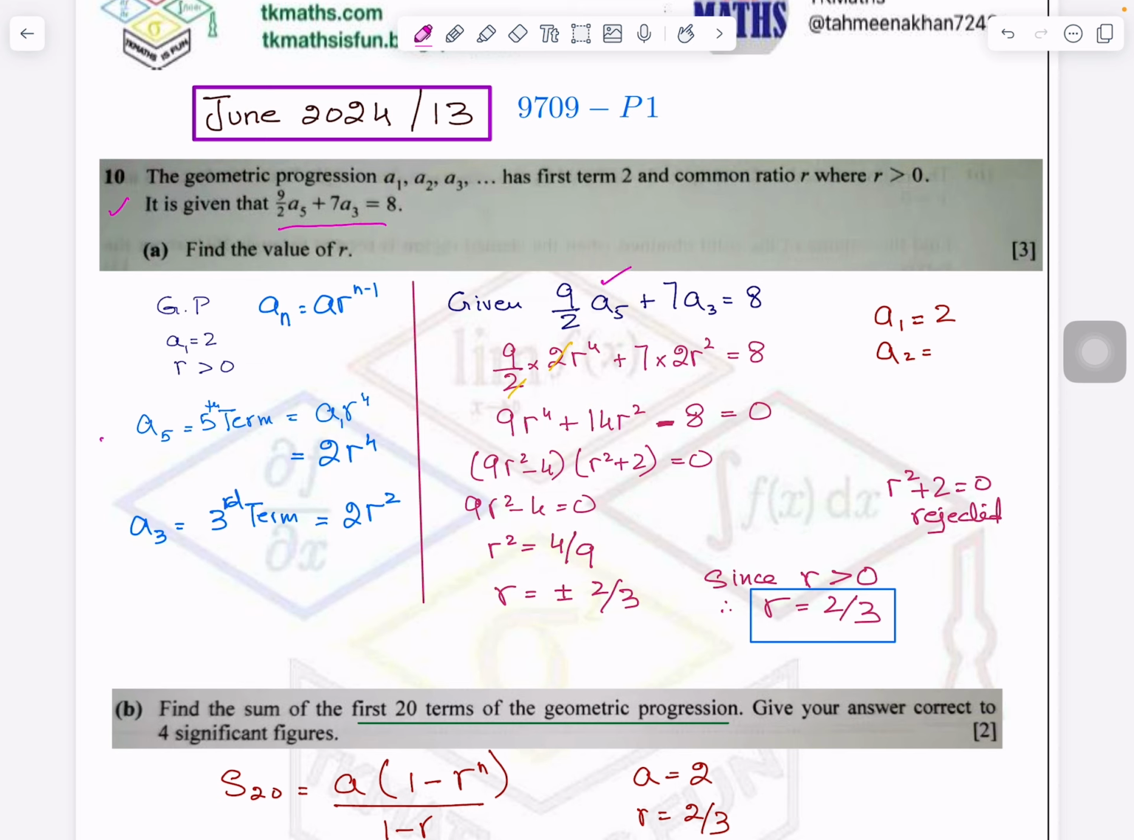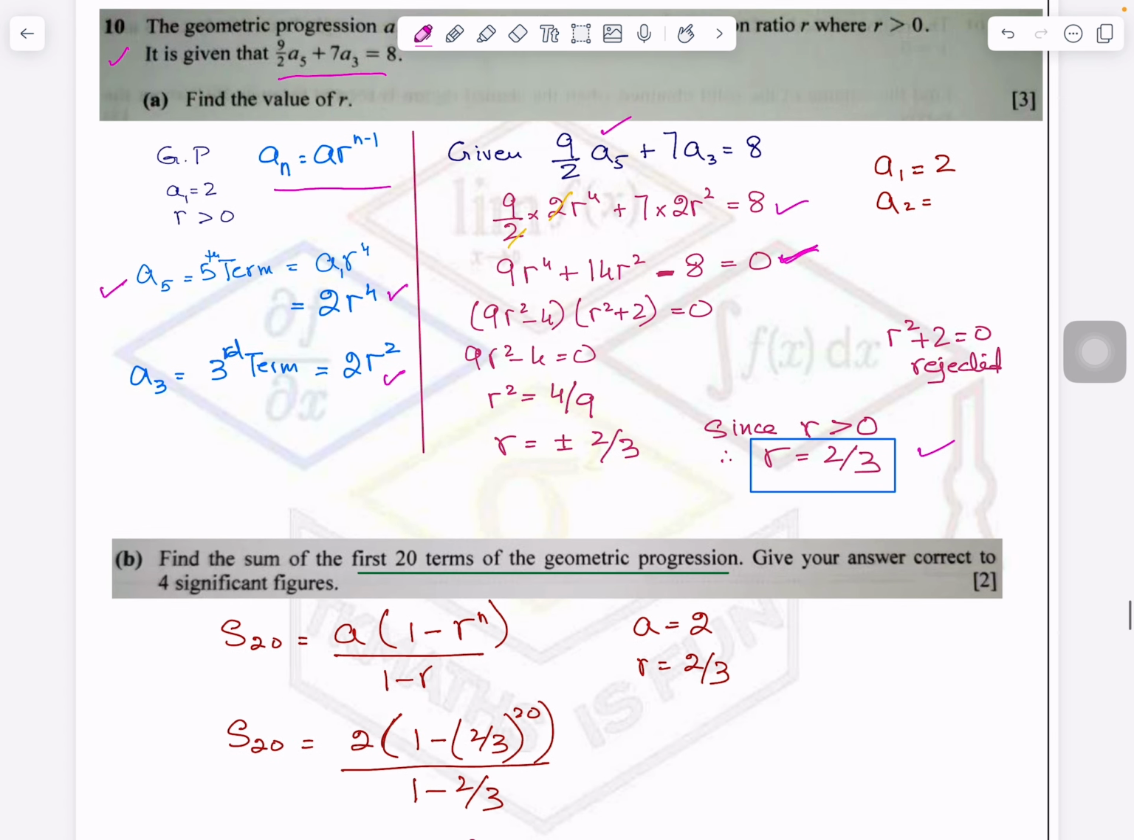A5 is basically the fifth term, so I have tried to explain to you here. So the fifth term will be first term times r power 4 because of this general formula. So once I know these, I'm simply substituting them in the equation to get the value of r. Now because the question is saying r is positive, I have taken r equals 2 upon 3. And another thing, here it is the concept of quadratic in disguise form.